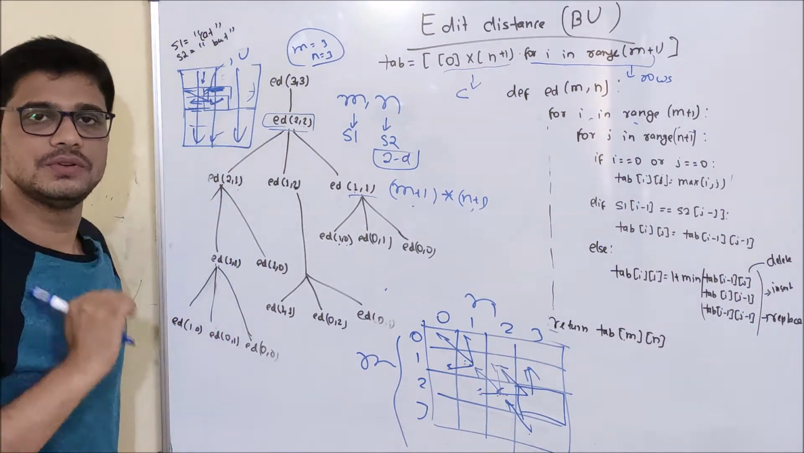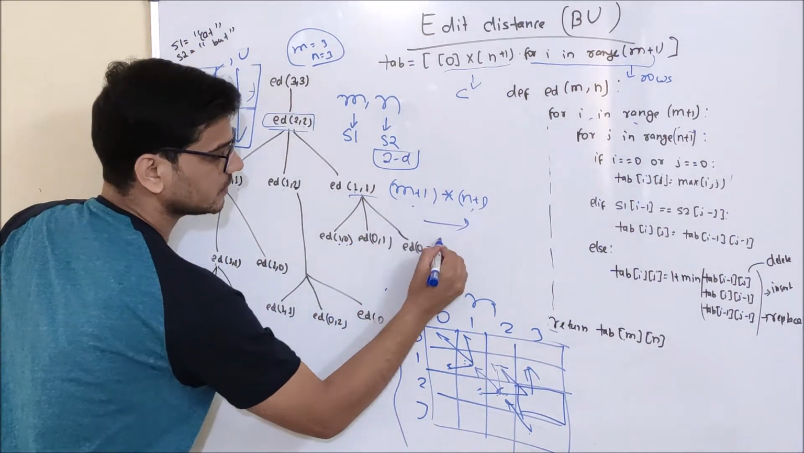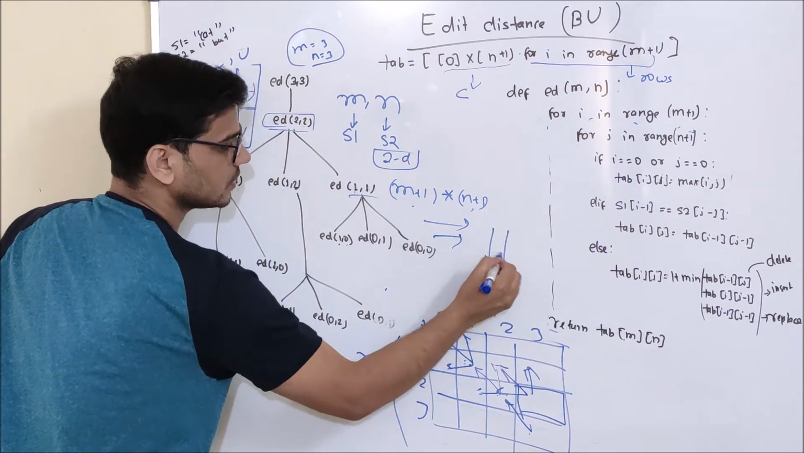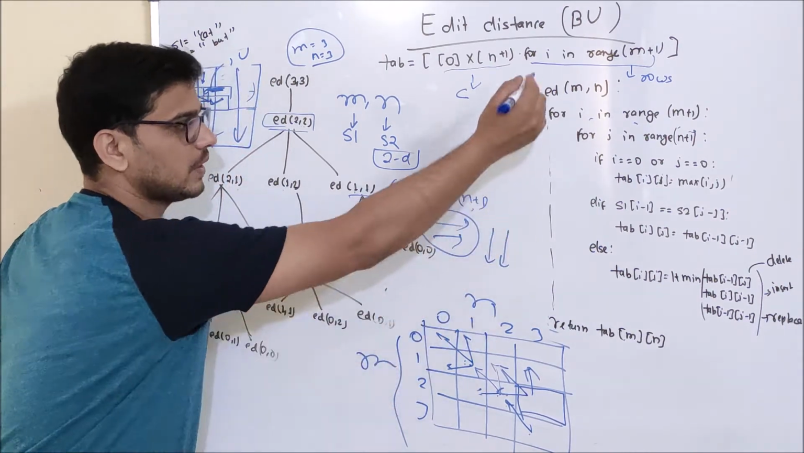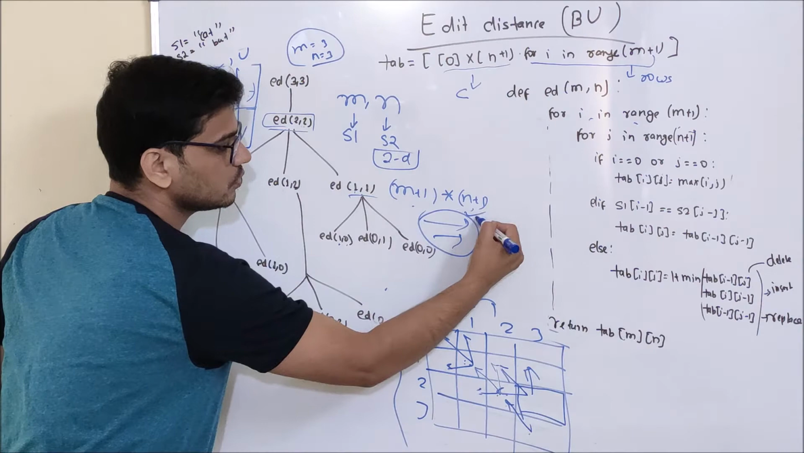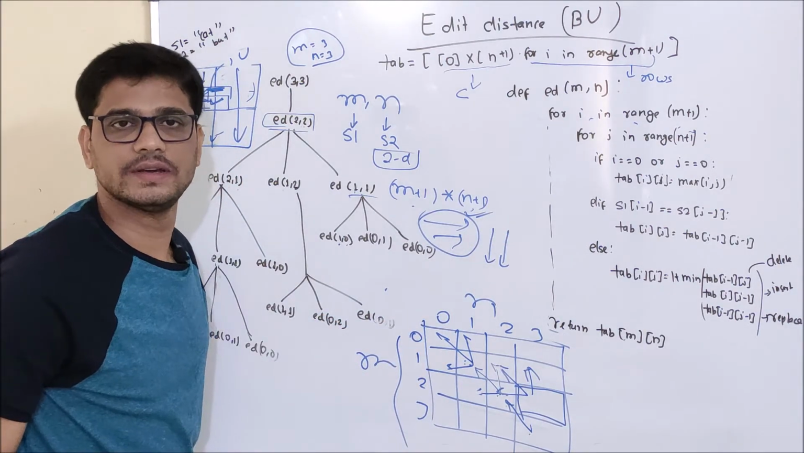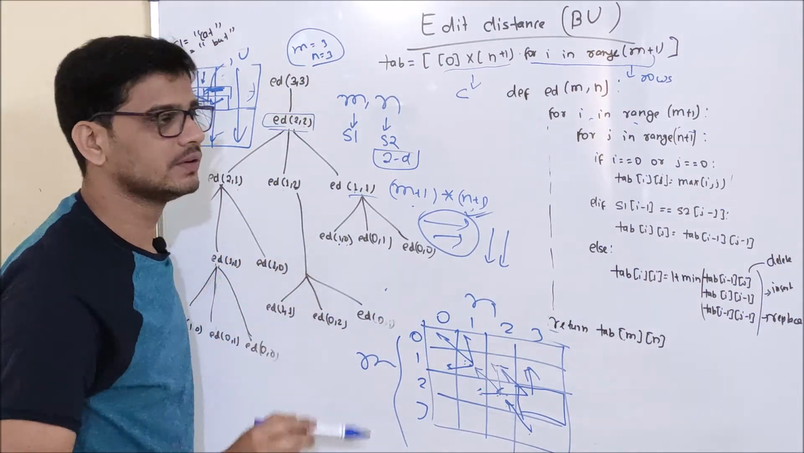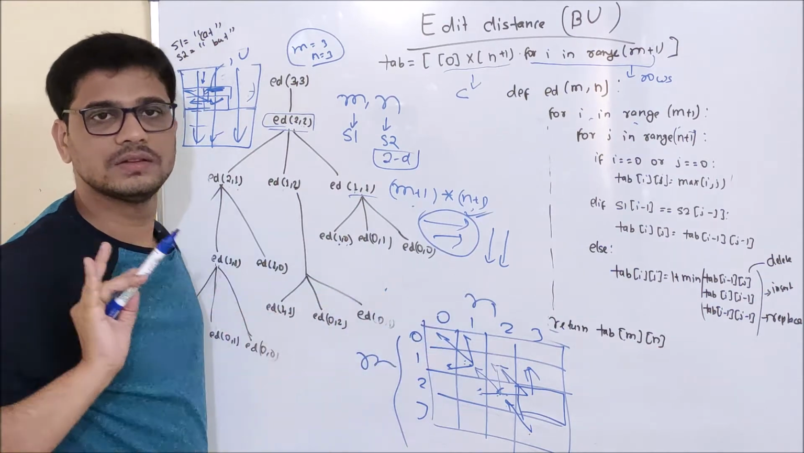So I have two options to do it. Either to fill it like this or fill it like this. So what I am doing in this particular code is that I am showing you the first approach. Okay, that is filling row wise. Now let's see what I am doing in this particular code.